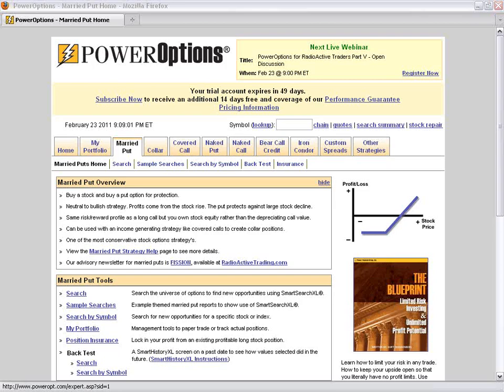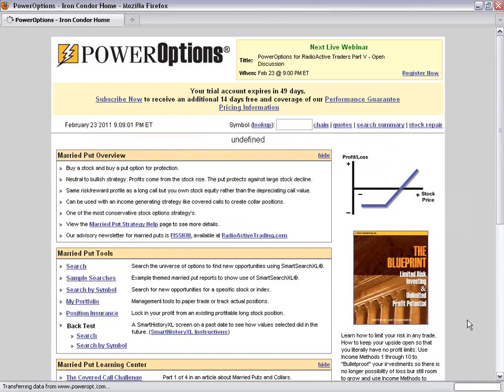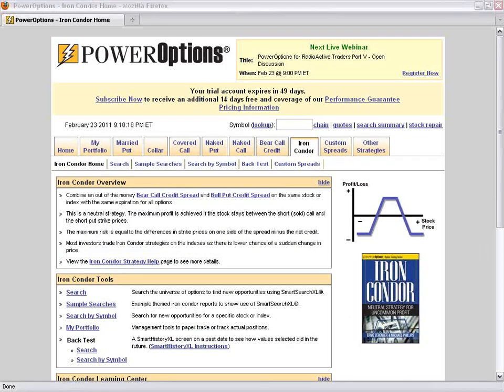So you essentially create a condor on your position, and you want the stock to stay between the two strike prices after that's done. Very quickly, let me navigate over to the iron condor. Your married put will be turned into something like this, I believe. You look something like this for income method number 8B. That's the full iron condor.